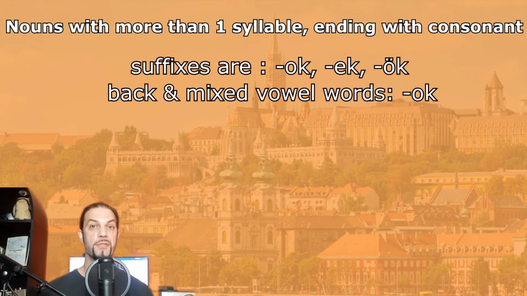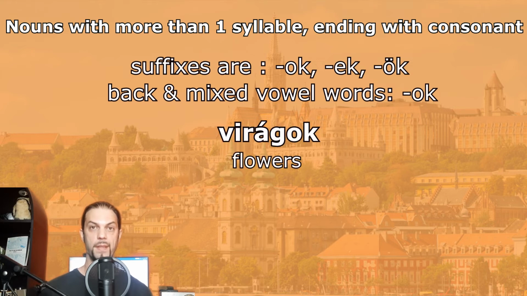When it comes to nouns with more than one syllable, ending with a consonant, the suffixes are either ok, ek, or ök. Back and mixed vowel words get an ok suffix. Virágok, flowers. Virág means flower. Mixed vowel word, so it gets an ok suffix.